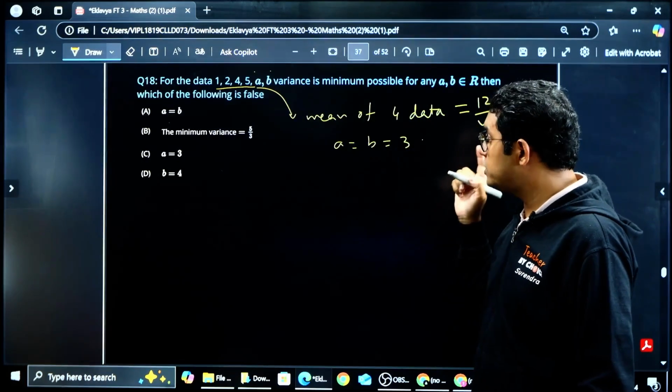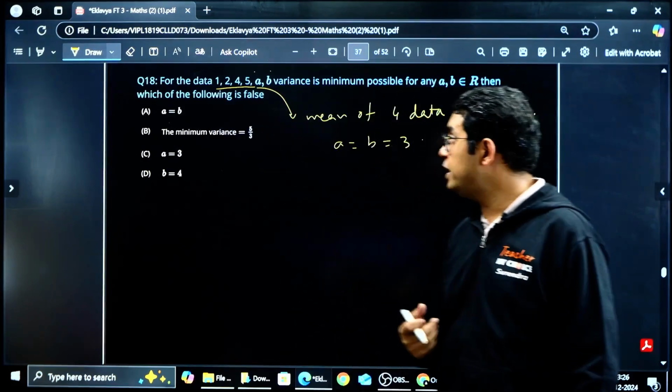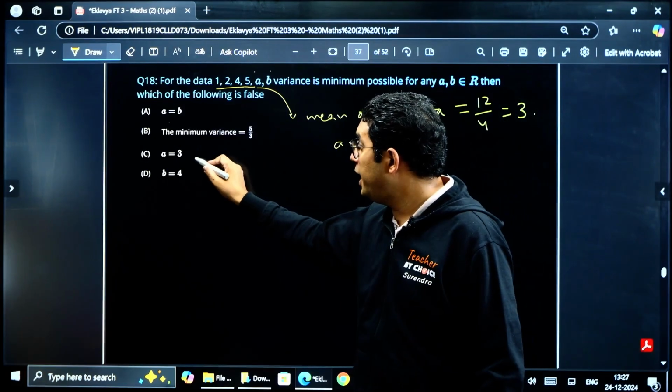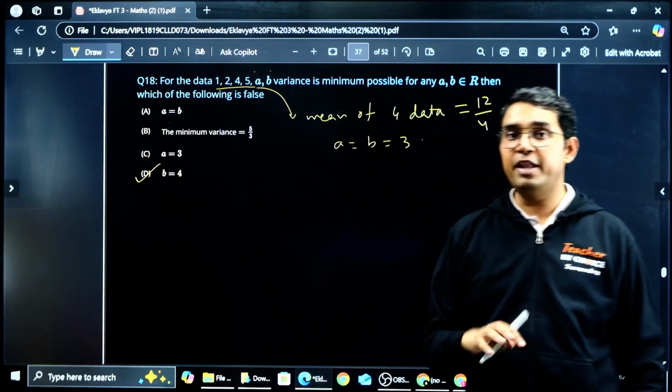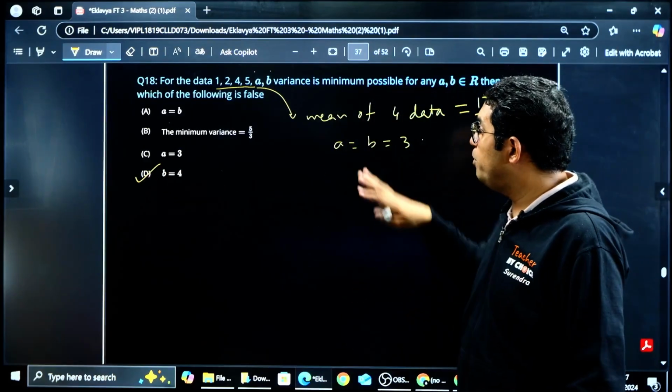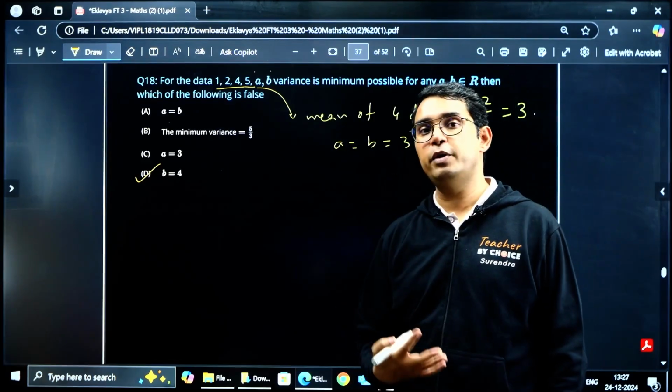So A equal to B is true, but we want the false statement. A is equal to 3 is right, B is equal to 4 is false, so the answer will be D. Minimum variance also we can check. Now I will tell you the minimum variance and also another way to see why A and B both should be equal to 3, 3.